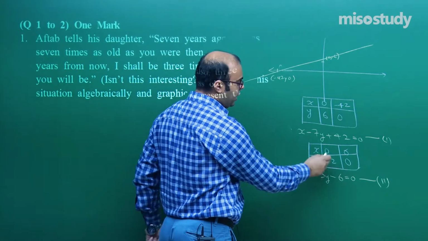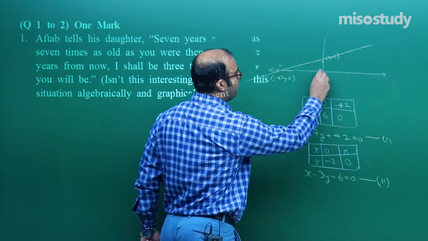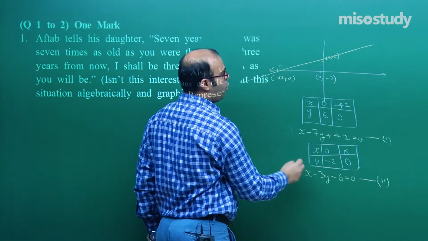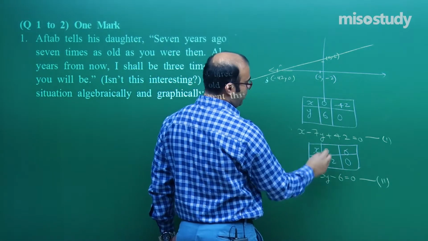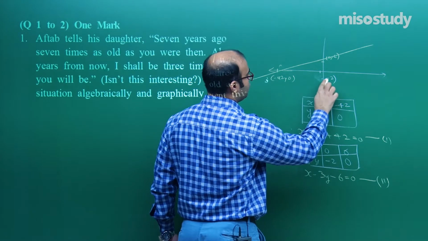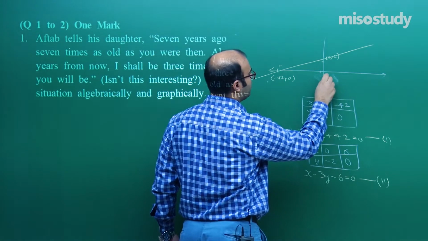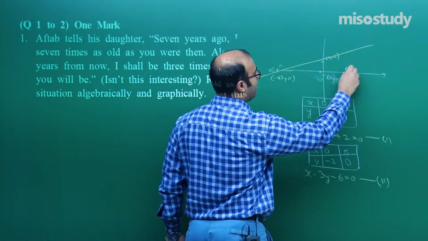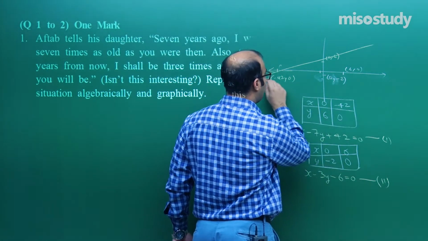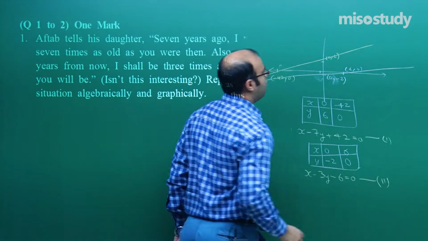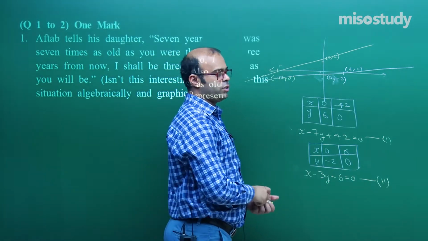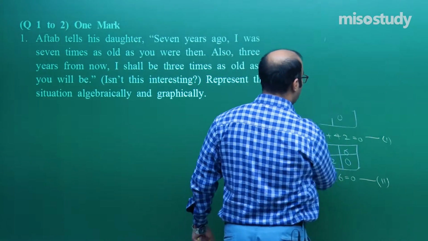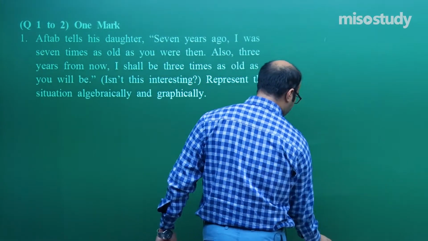If we say second equation, 0, minus 2 may be somewhere here, it is on the y axis, and 6, 0 may be somewhere here. So another line is this line, which is represented by this second equation. So this is how we can represent the given situation algebraically and then graphically.